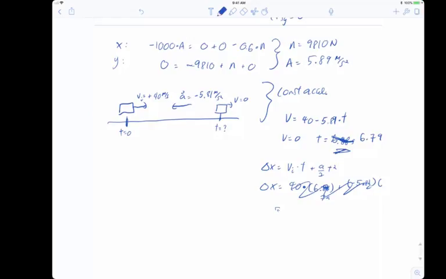So it's 40 times 6.79 minus 5.89 times 0.5 times 6.79 times 6. So 136 meters. That's how far you slide.